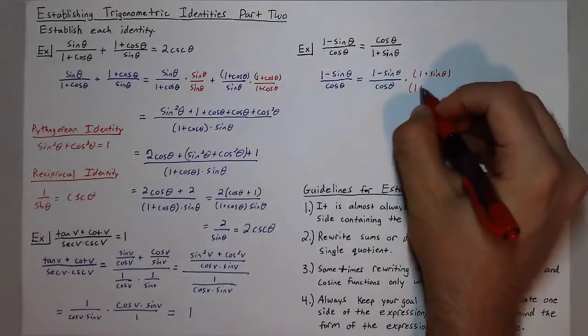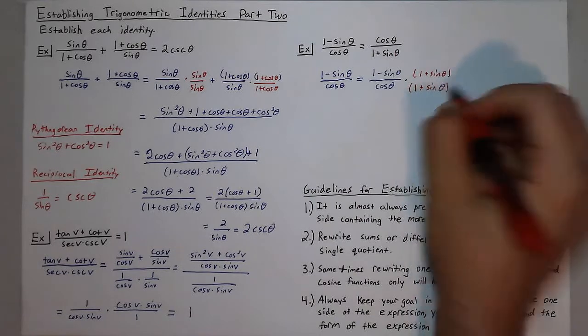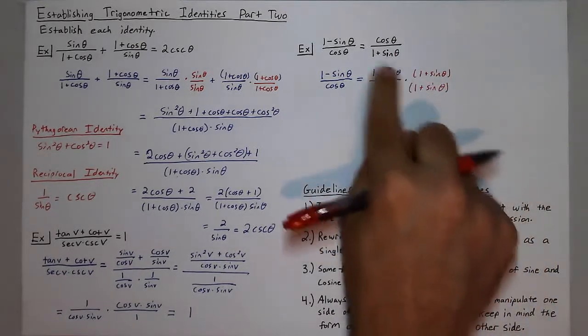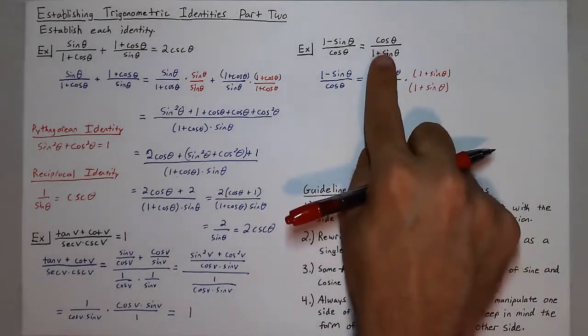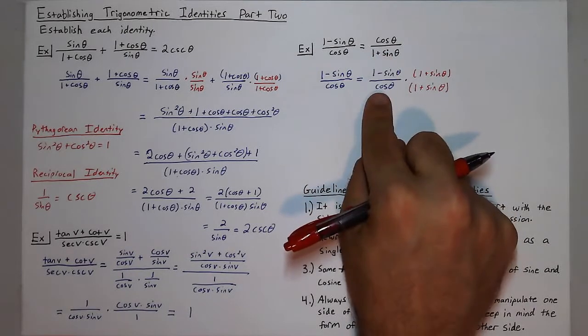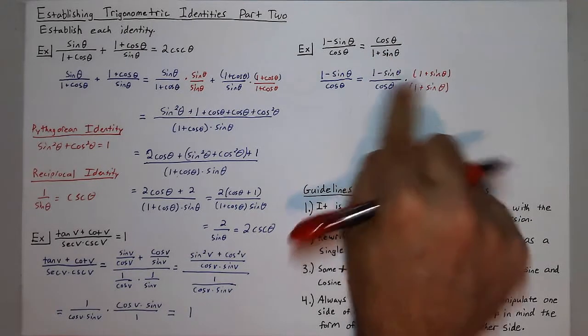But whatever you do to the top, you must also do to the bottom. And what's really nice is now I have 1 plus cosine in my denominator, like I want in my ending. So hopefully I'll be able just to cancel out that cosine later. So you see here I'm planning ahead.